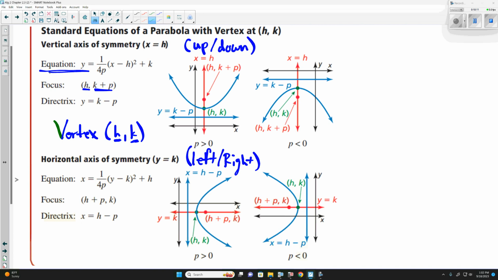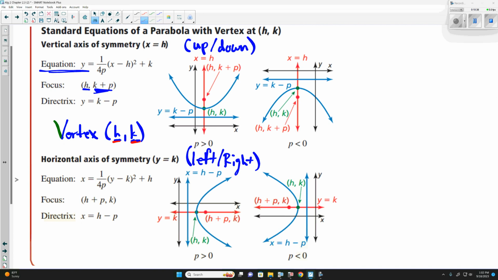Now, just because it says plus p doesn't mean we're just going to be increasing in a positive direction, because the value of p could be positive or negative. So it could go in either direction, but if going from the vertex to the focus the y value changes, it means we're using the equation y equals. So that focuses on the vertex, right?